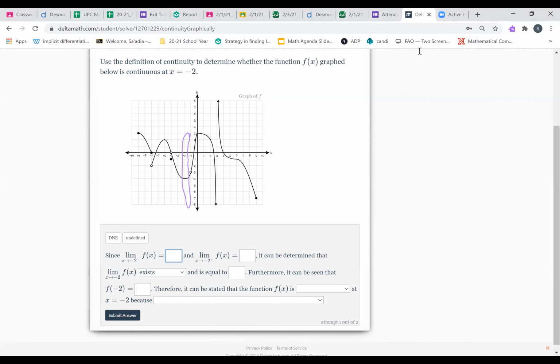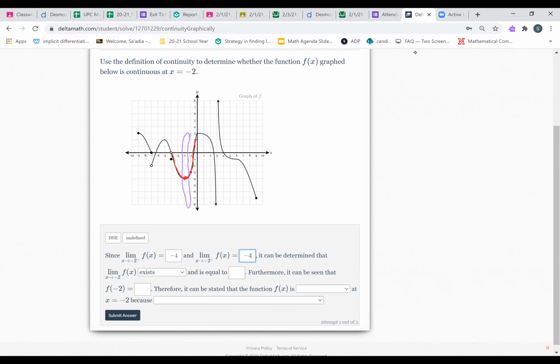From the left of -2, that means you're going to trace the graph coming from the left side. Follow the line to the left side. You're going to land at -4. For the right limit, you trace the line and you also land right there at -4. So my left limit is -4 and my right limit is also equal to -4.